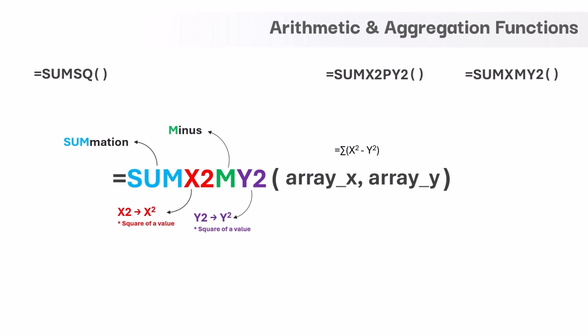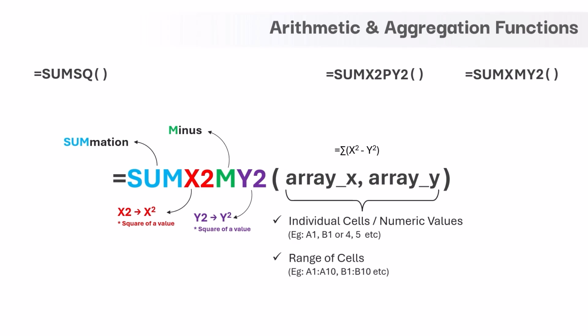This function requires two input arrays, and that is why it is a two-dimensional function. The input can be any individual cells or numerical values. You can also give the range of cells as input to both arguments, but important is both the arrays must be in two different rows or columns.